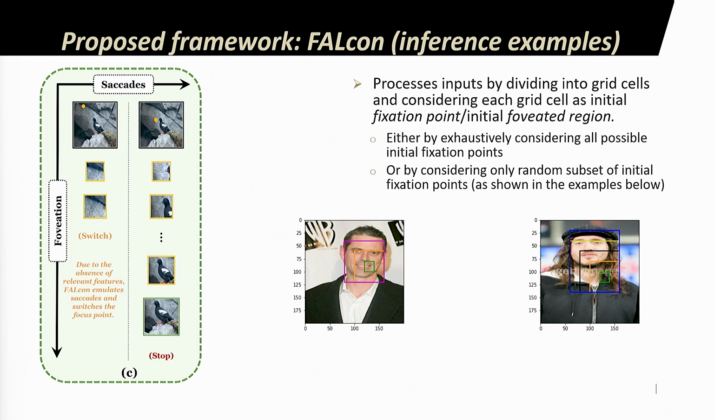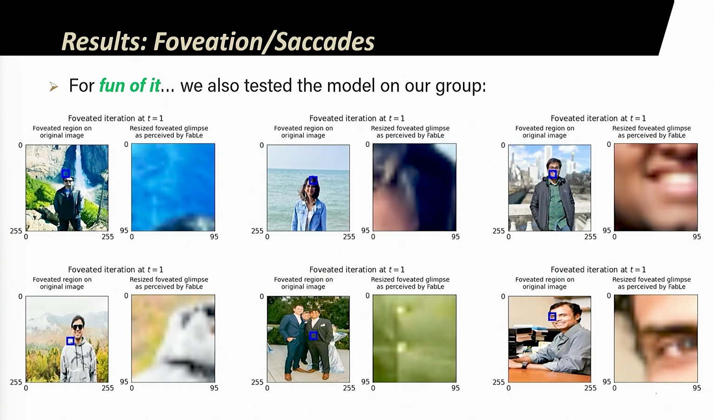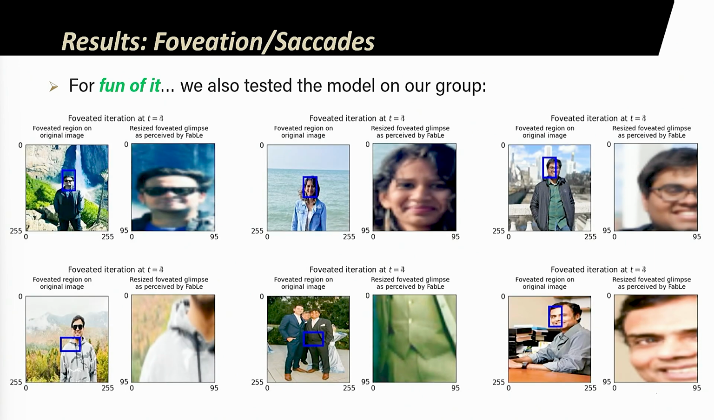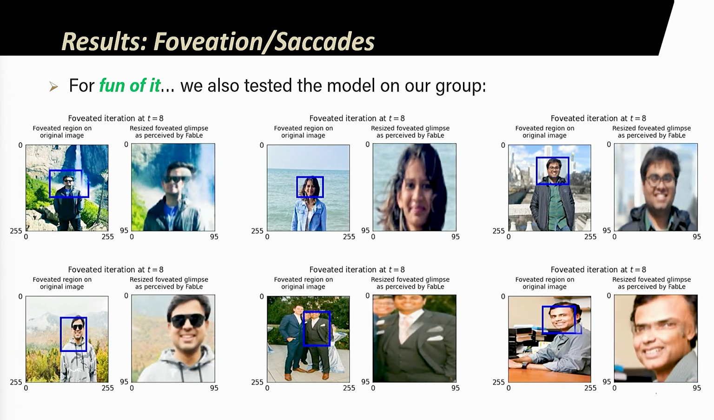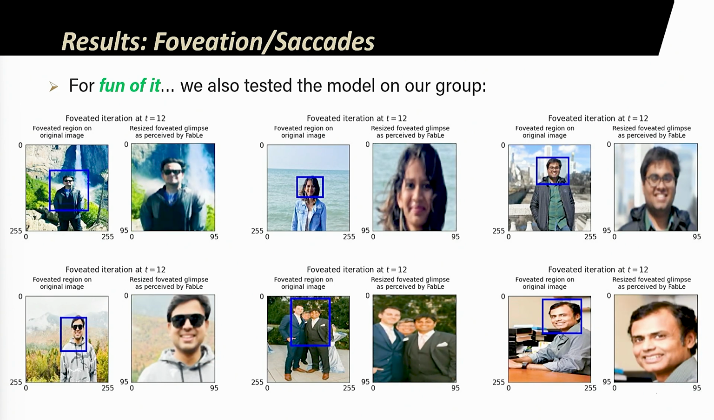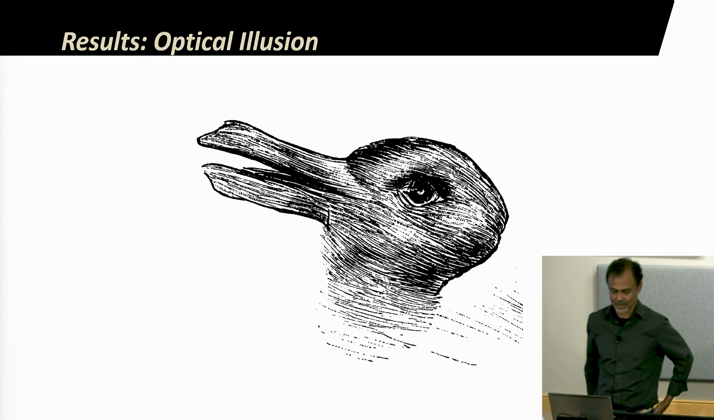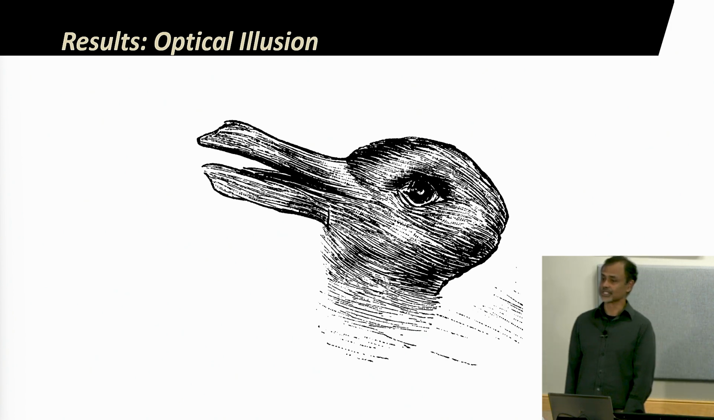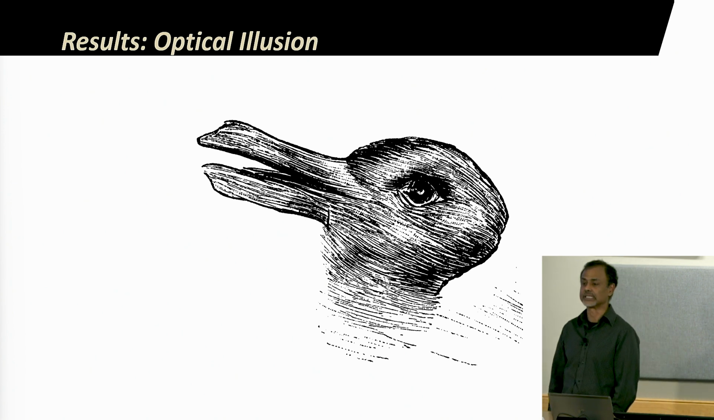We also tried it, for the fun of it, with foveation and saccades on this network, on a bunch of images pertaining to my students, and this is what you end up seeing: in all these cases, we can not only find the object, we can detect the object we are looking for. Now, this is actually kind of interesting. Using foveation and saccades, we found something that standard deep learning cannot do.